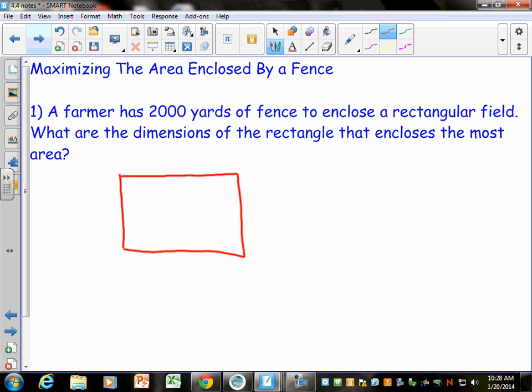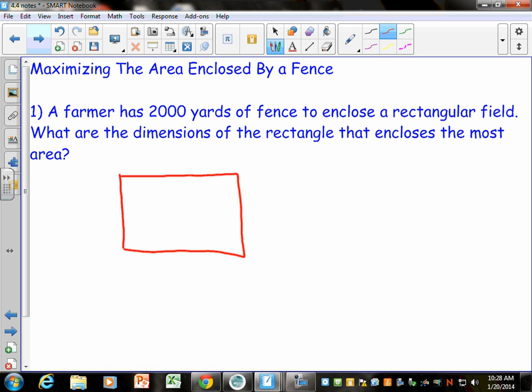Oh, that's a lovely rectangle. And what is it telling me if it's telling me that I have 2,000 yards of fence? In terms of math, what is it telling me? Is that the area of the fence? That's the perimeter. That's like if I added up all the way around my rectangular area. Yes?